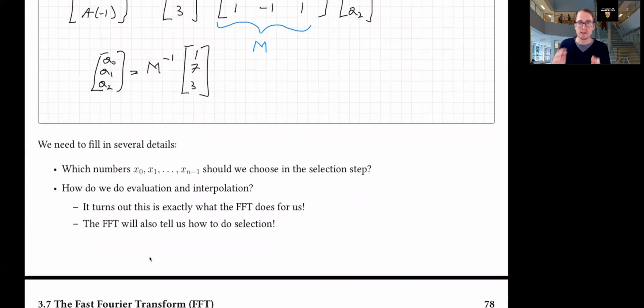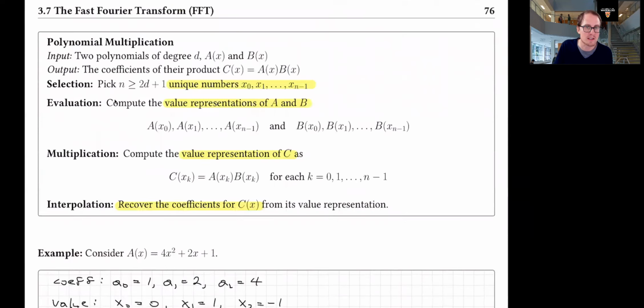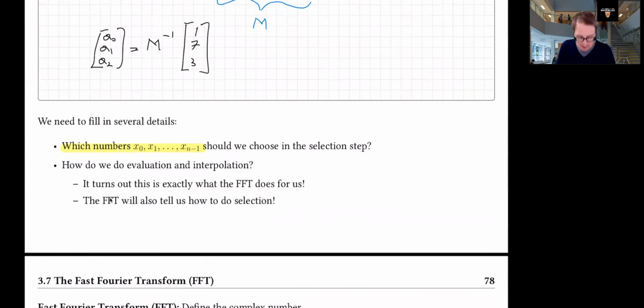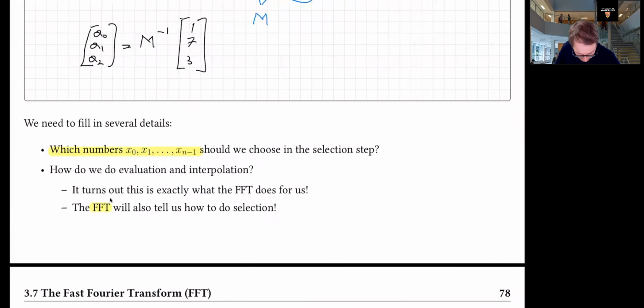So I need to fill in several details to actually tell you how this algorithm works. The first question is, which numbers should I choose, x0 through xn minus 1? And then there's, how do we do evaluation and how do we do interpolation? So evaluation is this step where I compute the value representations of A and B, and interpolation is the step where I find the coefficients for the polynomial C from its value representation. And it turns out the fast Fourier transform tells us how to do all of this, basically.